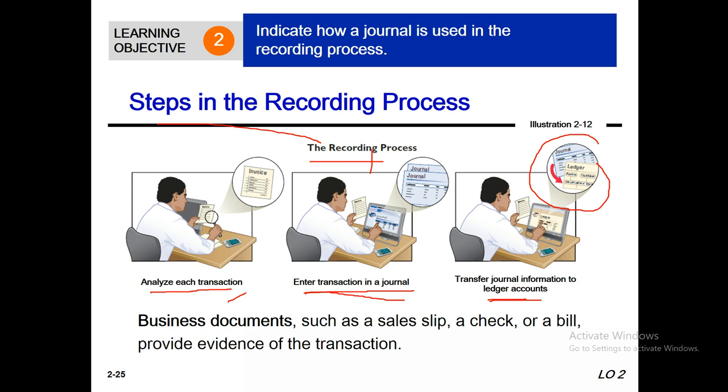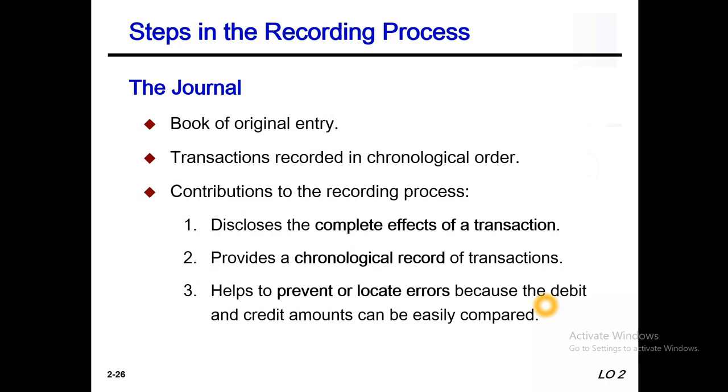Business documents for confirming these transactions, such as a sales slip, a check, or a bill, provide evidence of the transactions. Okay. Again, we can discuss the steps: step 1, analyze the transaction; step 2, enter the transaction in a journal; and step 3, transfer journal information to ledger accounts.